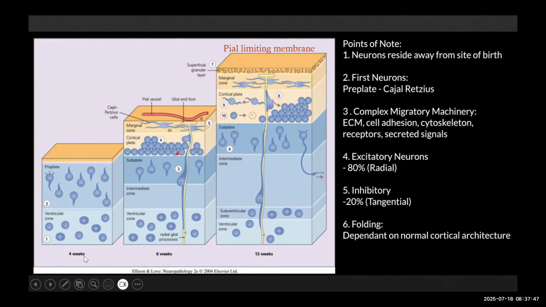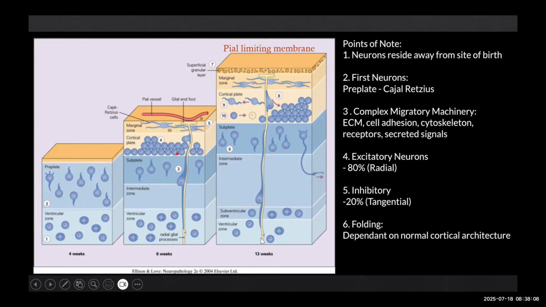So here we have 4 weeks. At 4 weeks, we have the ventricular zone where the progenitor cells are placed. And above the ventricular zone is the preplate, which has the Cajal-Ritzius cells. So these are the primitive neurons. These are the first neurons which lie in the preplate.